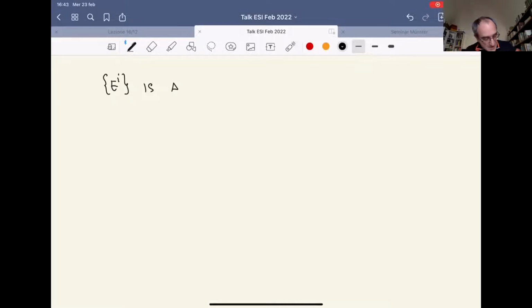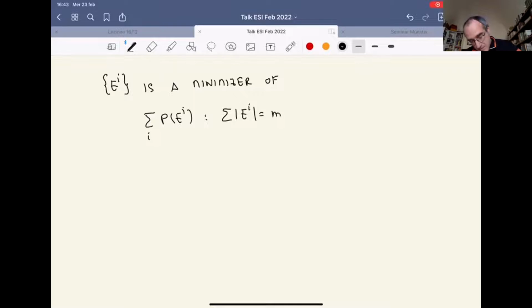So in some sense, you can say that the set E_i is a generalized minimizer. It is a minimizer of the relaxed problem. It's a minimizer of a problem which is rather the sum of the perimeters of E_i under the constraint that the sum of the volumes is equal to m. So this is just a relaxation, if you want, of your problem, when you have all the parts at plus infinity. Now, okay, in this way, you find not a minimizer of the original problem.